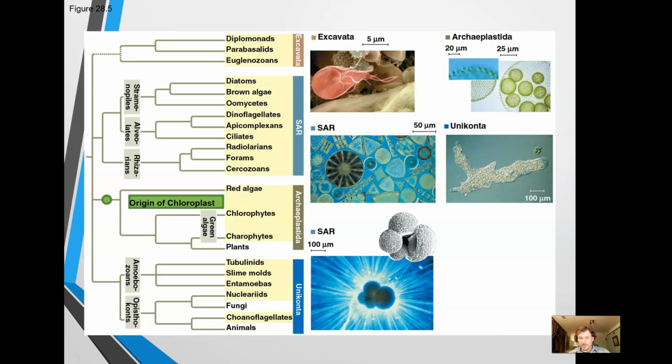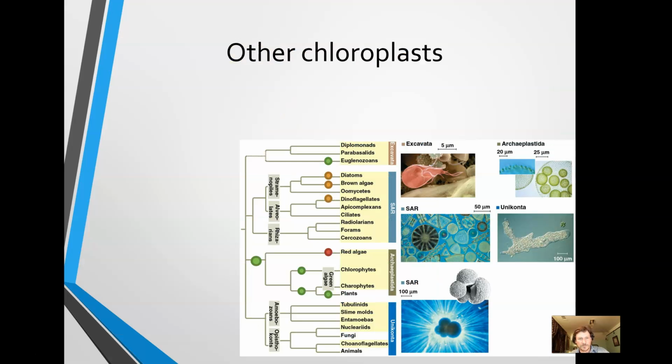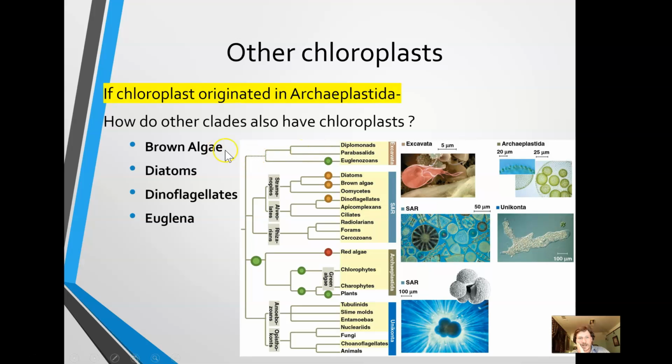And so we have our origin of our chloroplast. That was our step 3 in my 1, 2, 3, 4, and we're going to go over step 4 in a minute. So that's the origin of the chloroplast. But then if we look at these other groups, as I just mentioned, they all have chloroplasts as well. And so we have to figure out, how did the brown algae get the chloroplast? The diatoms, dinoflagellates, and euglena. These are the ones we'll be seeing in lab.